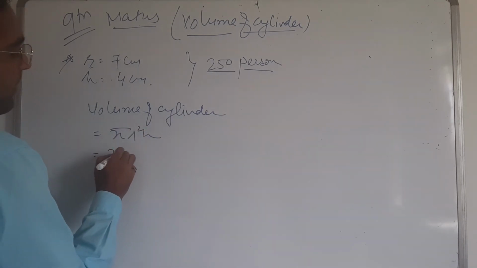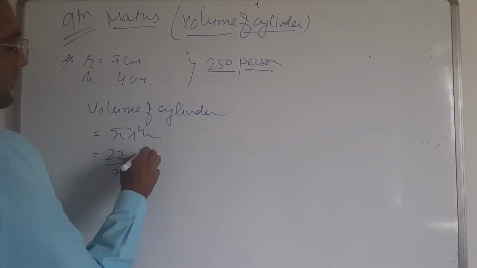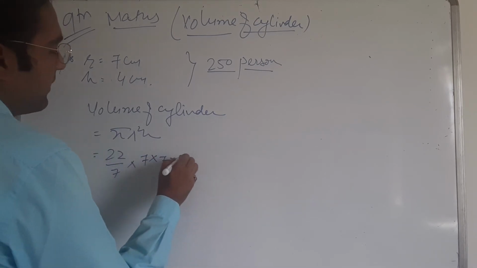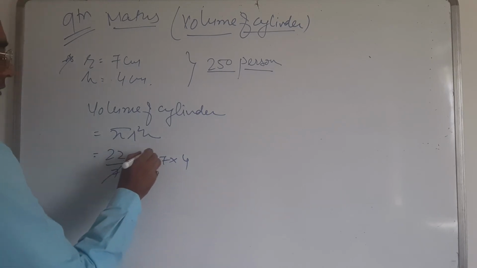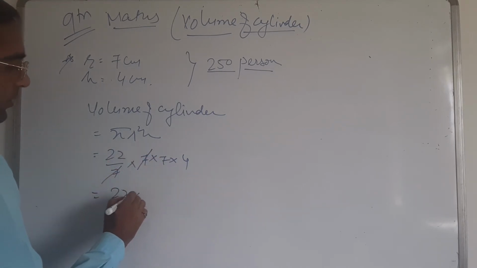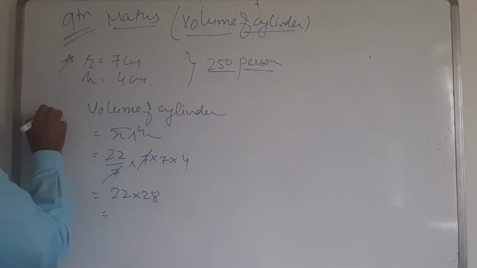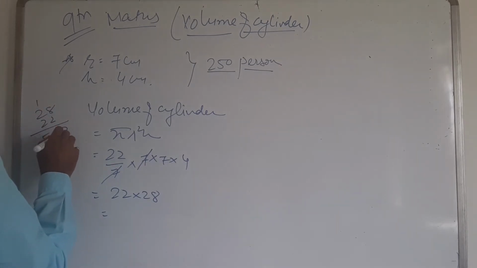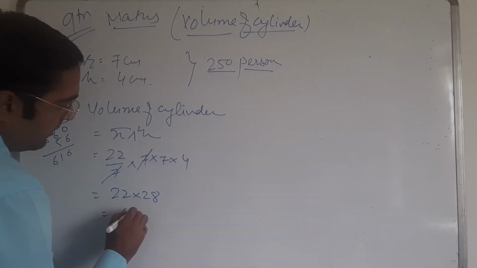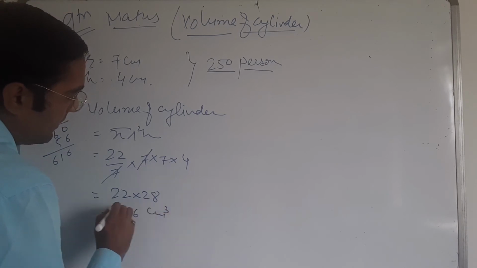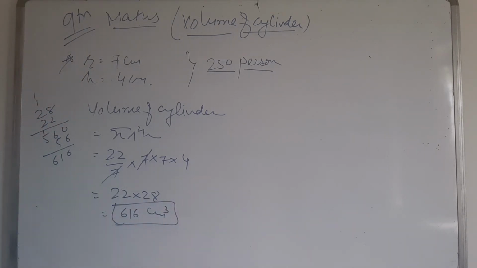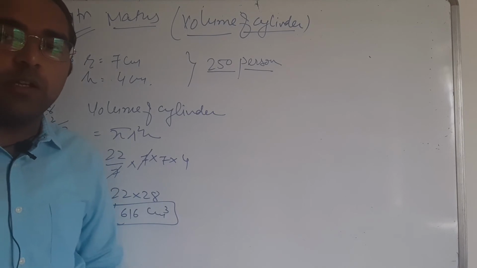So now take pi as 22/7, radius is given as 7 into 7, and height is given as 4. So now I have to cancel this out. 22 into 7 4 is 28. So 22 into 28, that is my answer: 616 centimeter cube is the volume of the bowl.